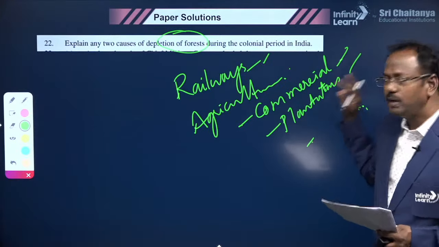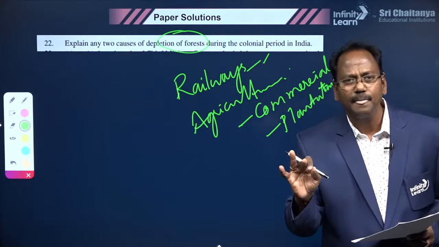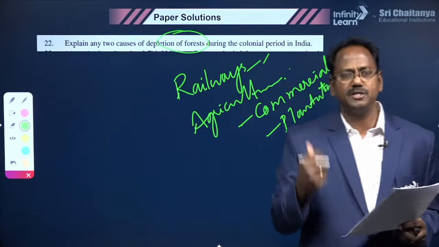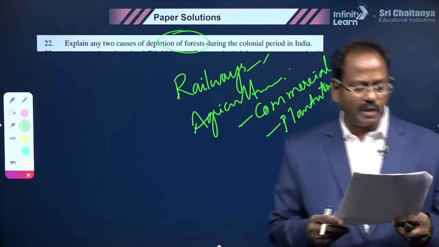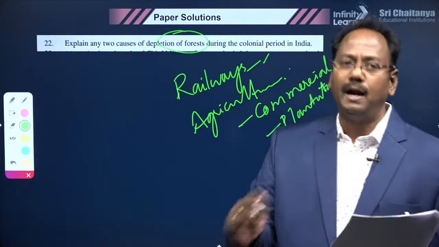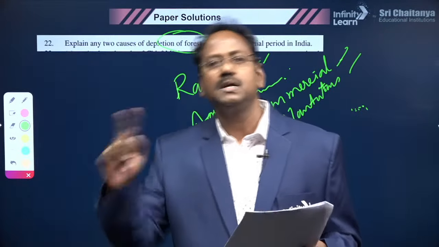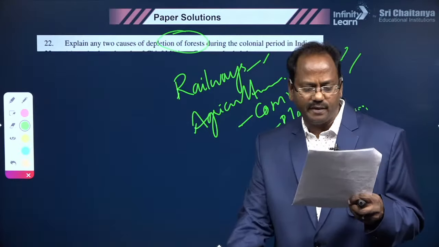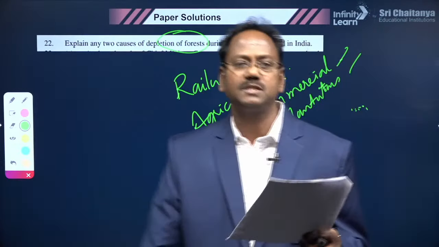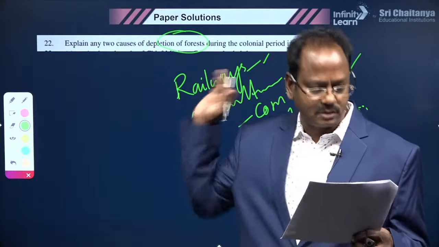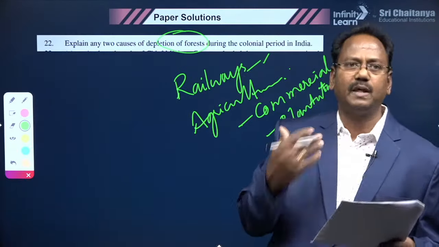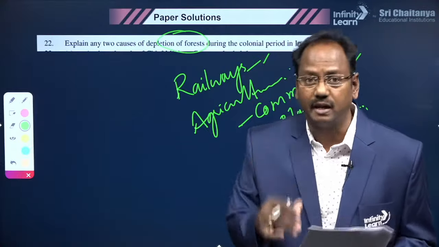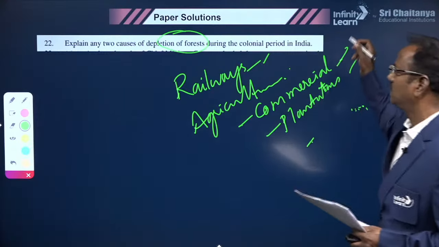So during the British period it happened, my dear students. So these are the three major points you could write. First is the expansion of the railways and how the land was converted towards agriculture. And even the commercialization and scientific forestry was brought in. This also brought many of the forests down. And also, locally, many of the communities followed slash and burn agriculture. So these three points support this question.